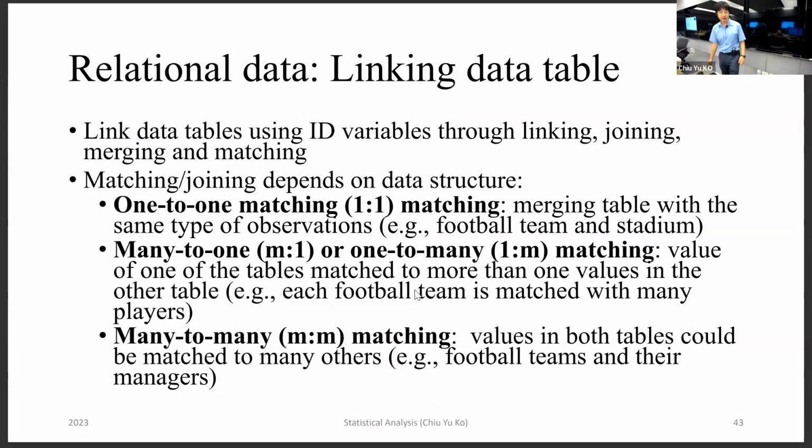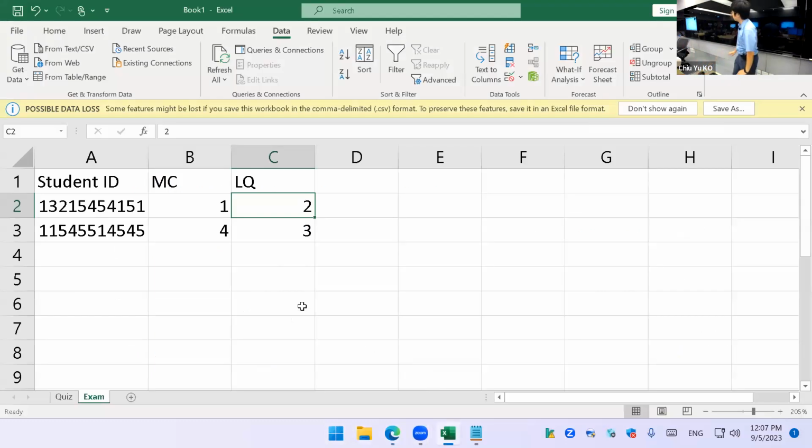And there are many. I just follow the textbook. They define one-to-one, M-to-1, 1-to-M, M-to-M. Why? Because they follow the idea of R and Python coding. When they combine databases, there are different syntaxes depending on whether it is one-to-one matching or M-to-M matching. Probably you ask what is one-to-one matching. One-to-one matching is when you have two data tables. In this case, this is one-to-one matching because I combine exam and quiz, right? Each entry here maps to one entry there.